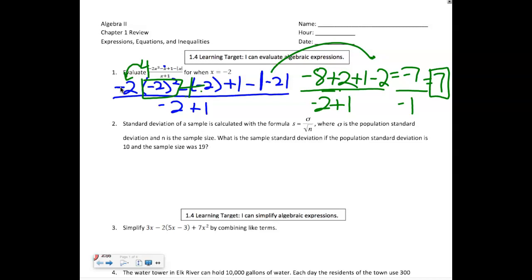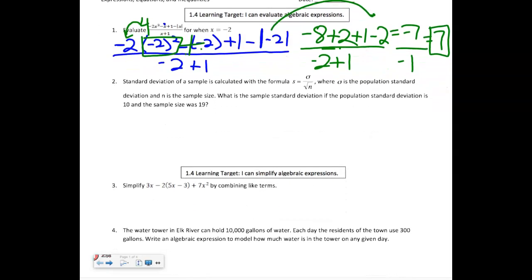All right, our next problem, it looks intense, but really what it has, ladies and gentlemen, you're looking for the two numbers you're going to plug in. Also, ladies and gentlemen, I want to make this problem a little bit easier. Change this 19 to a 16. Let's be nice to ourselves right now. All right, so it says standard deviation of a sample is calculated with this formula here. So standard deviation represents that S. Okay. This weird funky 0 thing, that represents our population standard, and N is our sample size.